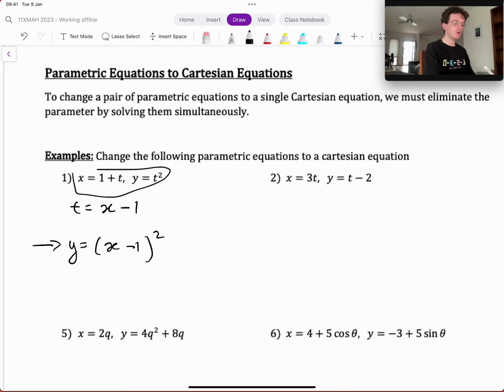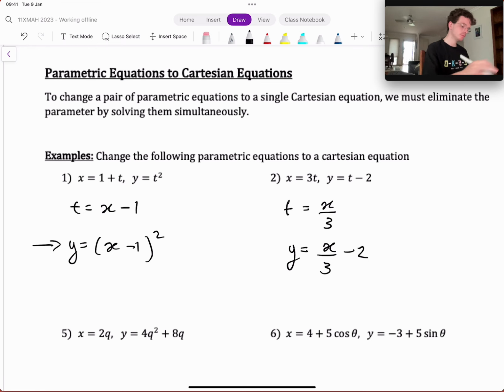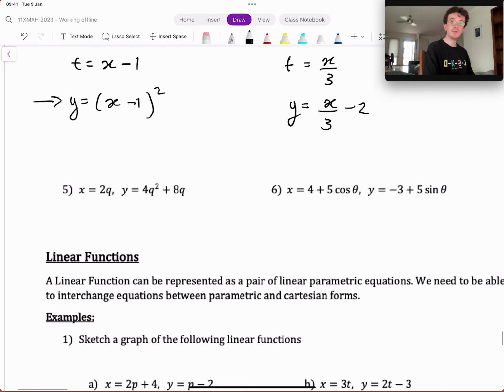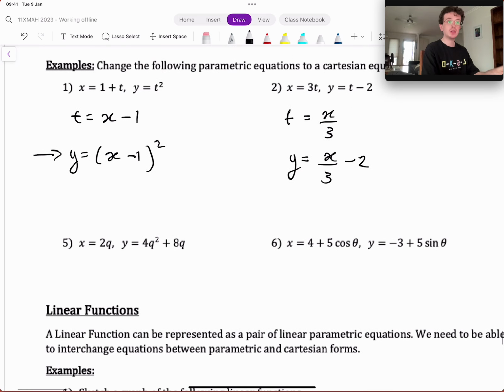These two are our parametric equations. Same idea here. If we make t the subject, t is equal to 3 over x, we can substitute that into y and get y is equal to x on 3 minus 2. Feel free to pause the video and try to get the same answer as me, if you can't do it that quickly, which is fine.